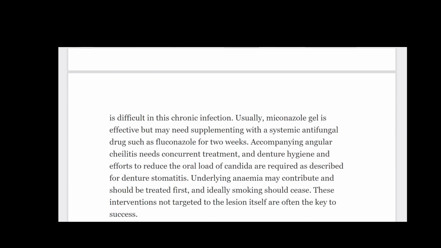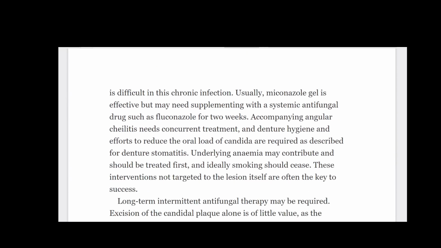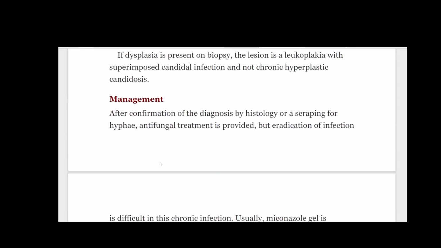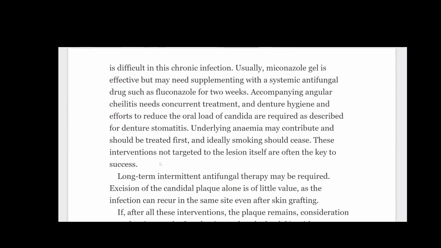If dysplasia is present on biopsy, the lesion is a leukoplakia with superimposed candidal infection and not chronic hyperplastic candidosis. Management: after confirmation of the diagnosis by histology or scraping for hyphae, antifungal treatment is provided, but eradication of infection is difficult in this chronic infection. Usually, miconazole gel is effective but may need supplementing with a systemic antifungal drug such as fluconazole for 2 weeks.